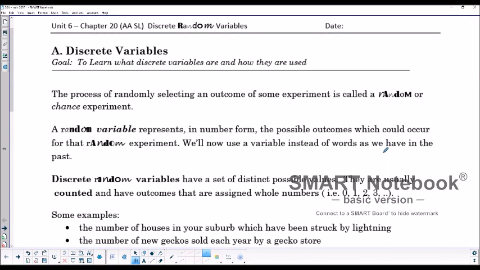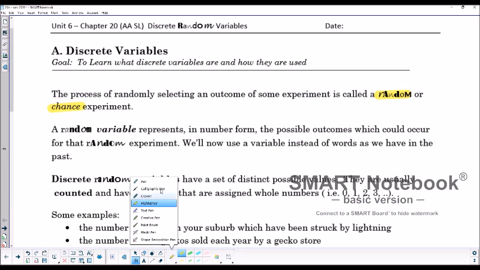Hi, welcome to lesson 20A, discrete variables. We're going to get back into looking at probabilities, and we're going to now focus on using variables to represent the outcomes. Generally, the process of randomly selecting an outcome is called a random, or chance, experiment.